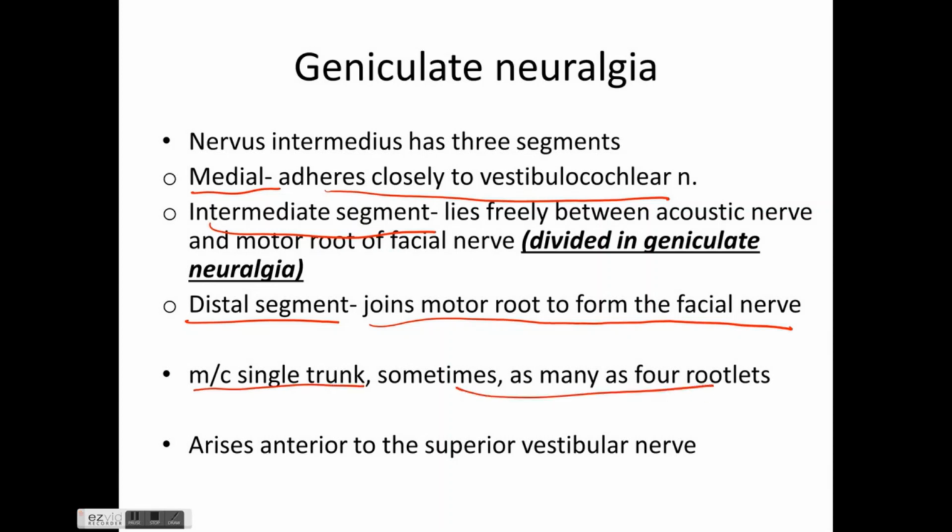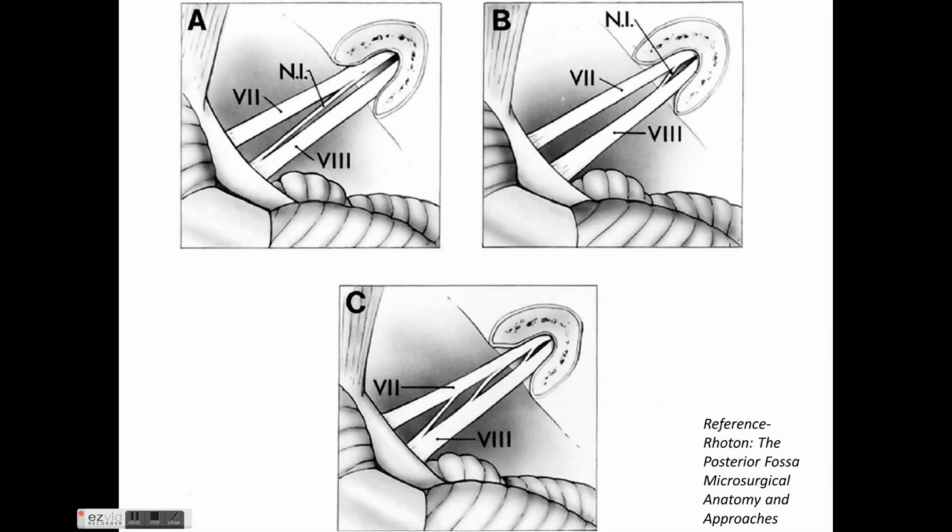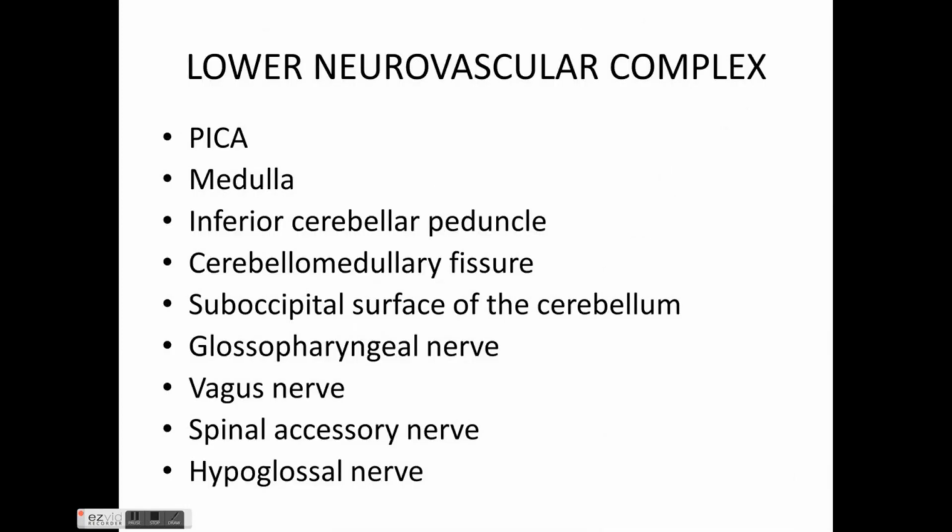We can see the example of geniculate neuralgia. This is the diagram of the nerve of Wrisberg, and we can see the variations. It can be a single trunk and it can be a series of rootlets as well. So coming to the lower neurovascular complex, we have the PICA, medulla, inferior cerebellar peduncle, cerebellomedullary fissure, suboccipital surface of the cerebellum, glossopharyngeal nerve, vagus, spinal accessory nerve, and hypoglossal nerve.